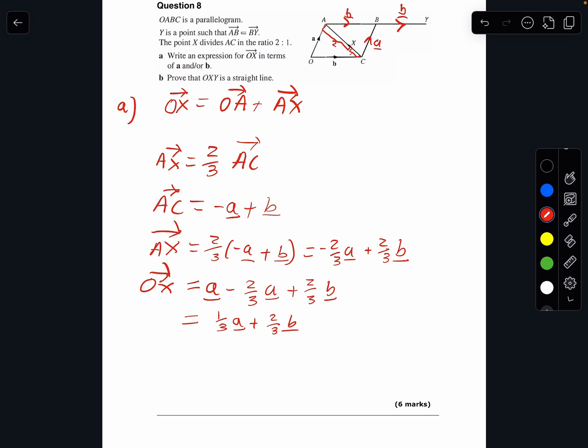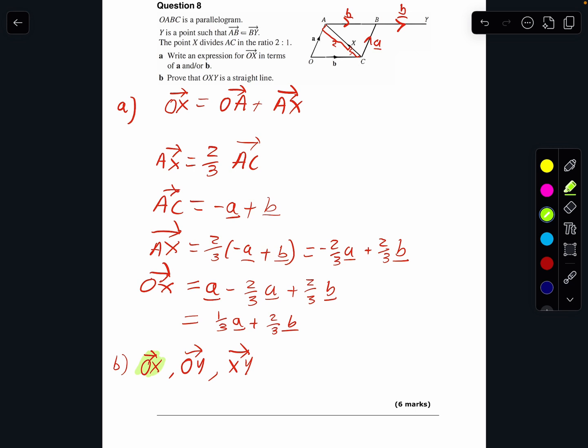You obviously don't need any of this working at the top, like any of these two. So if you want to get rid of those 2 lines, that's absolutely fine. Now I want to prove that OXY is a straight line. Okay, well I've already got O to X. I need to find one of O to Y or X to Y. Because I've already got O to X, if I get one more and prove that they are parallel, they will share a point, and be parallel, therefore they form a straight line.